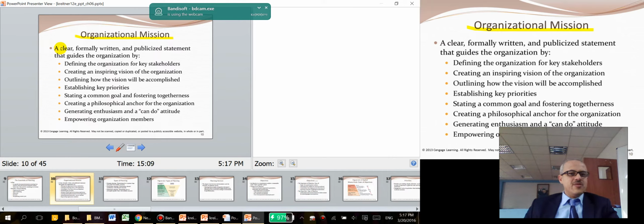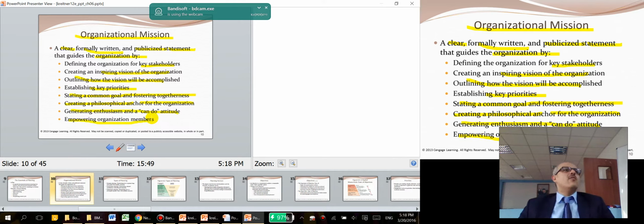What's a mission? A company mission is a clear, formally written, publicized statement that will guide the organization by defining the key stakeholders, creating an inspiring vision, outlining how the vision will be accomplished, establishing key priorities, stating a common goal, fostering togetherness, creating a philosophy anchor for the organization, generating enthusiasm and a can-do attitude, and empowering organization members.